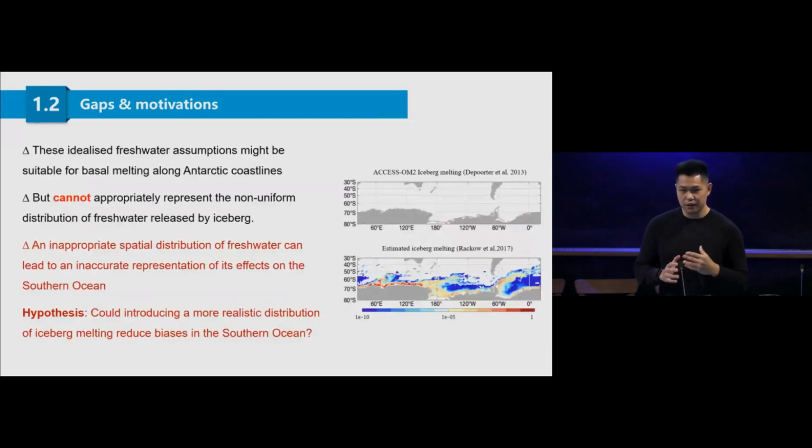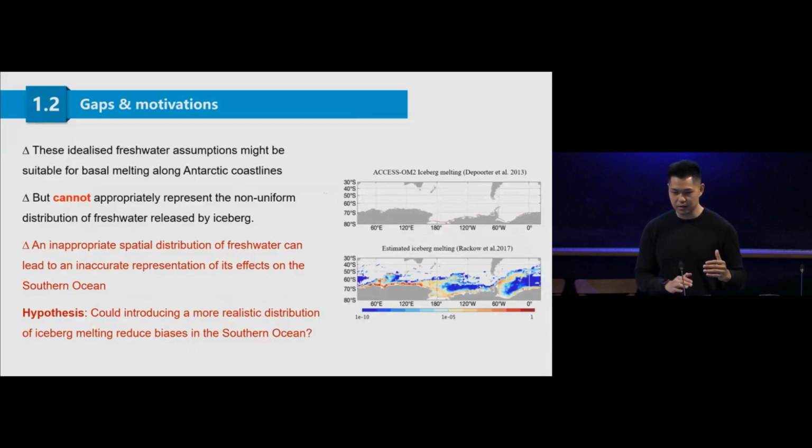This idealized freshwater scenario might be suitable for the basal melt along the coastline, but it definitely cannot appropriately represent the non-uniform distribution of the freshwater released by icebergs. In the figure on the right, the top shows how we applied iceberg melt in ACCESS-NRI, and the bottom shows how it should be in reality.